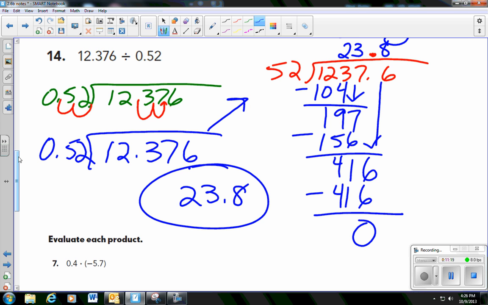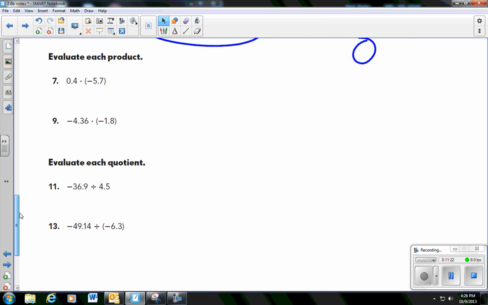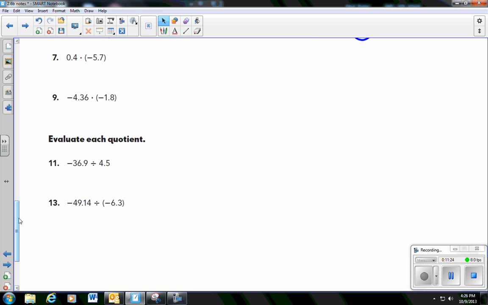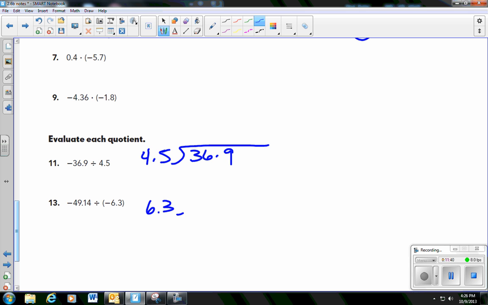All right, your homework is to do these 4 problems. And again, just real quick, when you write this division, 4.5 should be on the outside and 36.9 on the inside. Again, you can ignore negatives. You have 1 negative in 11, so your answer should be negative. And on 13, 6.3 goes on the outside and 49.14 goes on the inside. And again, don't worry about your negatives. In 13, you have 2 negative numbers. That's an even amount, so your answer should be positive.